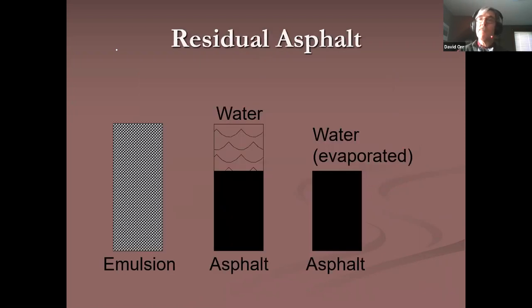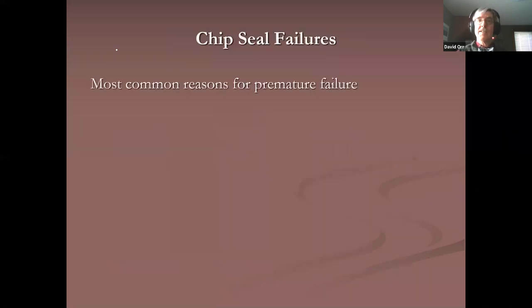Because remember, what you're really putting down is an emulsion, which is a mixture of water and asphalt in a fine suspension. When it breaks into its constituent components, you've now got water, you've got asphalt. The water is still there. It's going to take a little bit of time for that water to evaporate, which is another reason we should be doing this early.